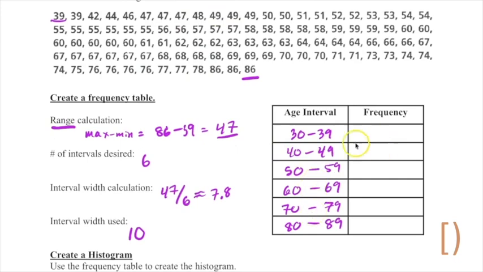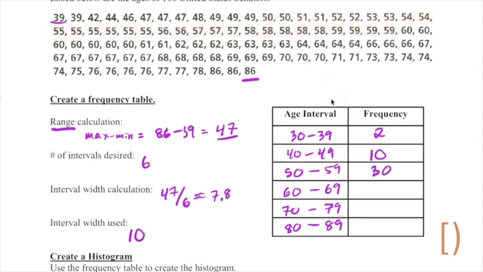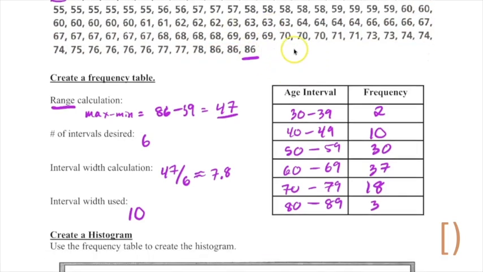Now the frequency, we just got to count them up. How many are within this range? So 30 to 39, there's 2 of them. In the 40s, there's 10. Sorry, got a little ahead of myself. In the 50s, we'll just go fast. I did this earlier, 30. In the 60s, 37. In the 70s, 18. In the 80s, 3. You could double count and check me on that, but that should be it.